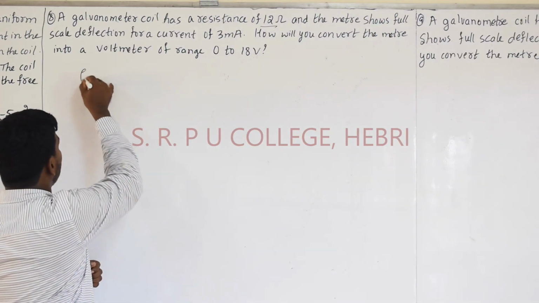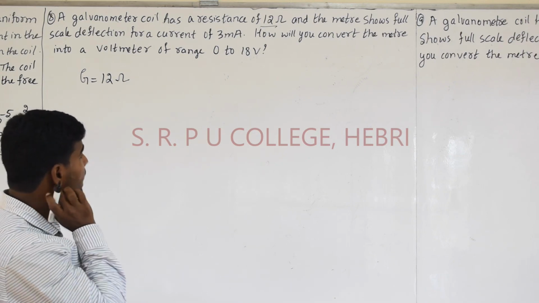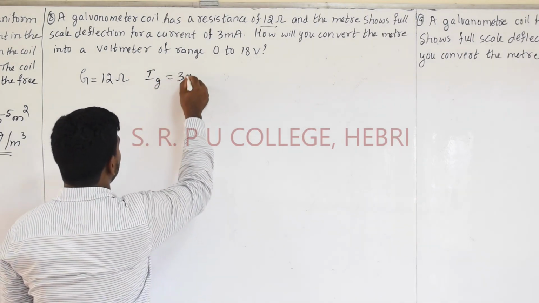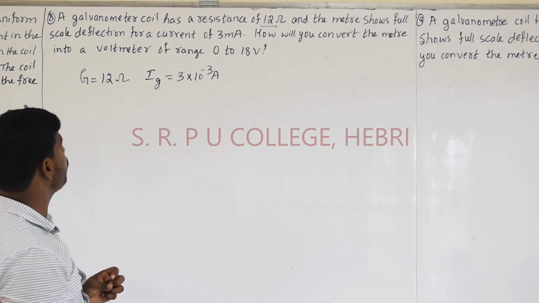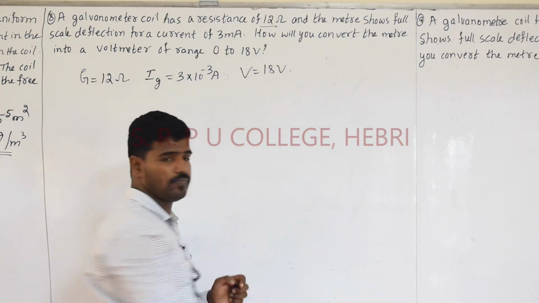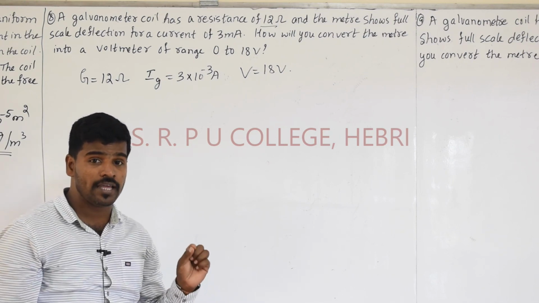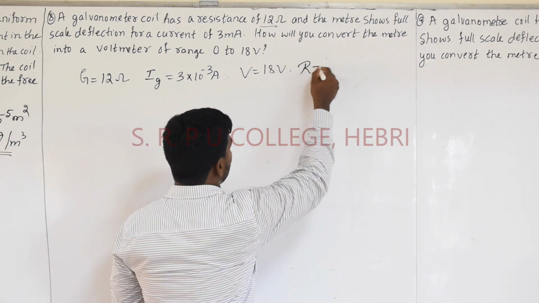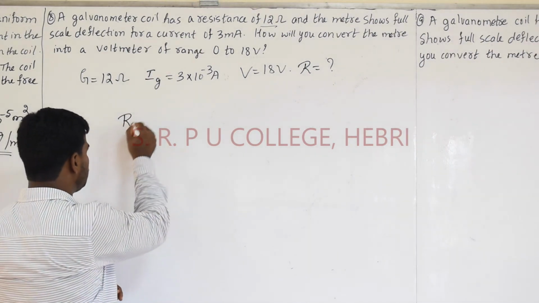For that they are given a galvanometer coil has a resistance of 12 ohm, which means that the value of G is equal to 12 ohm, and the meter shows the full scale deflection for a current of 3 milliampere. Ig is equal to 3 milliampere means 3 into 10 raised to the power minus 3 ampere. How will you convert the meter into a voltmeter of 0 to 18 volt, which means V is equal to 18 volt. Is it clear? A galvanometer can be converted into voltmeter by connecting the high resistance in a series with it. But that resistance is an unknown that we have to calculate. Therefore, that value will be R is in a question. Is it clear?